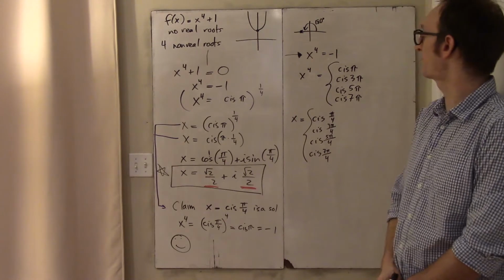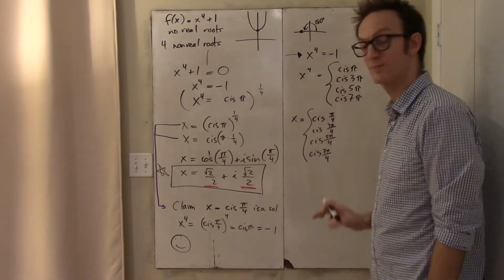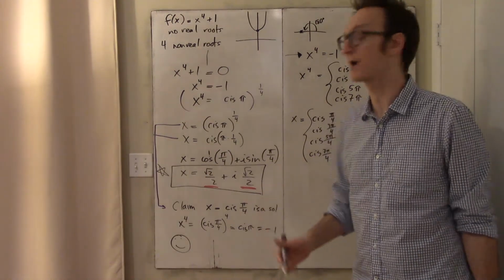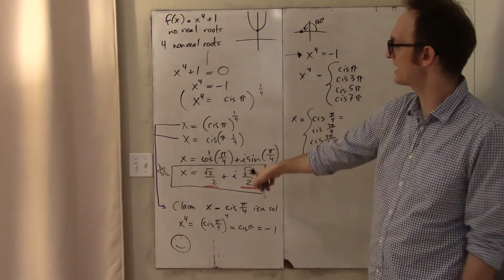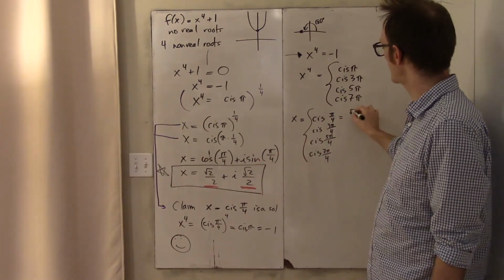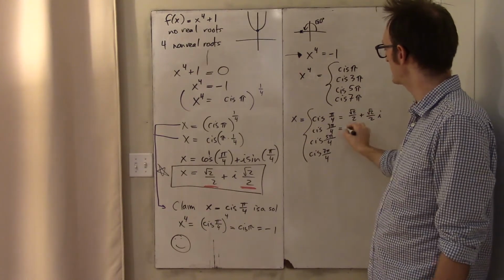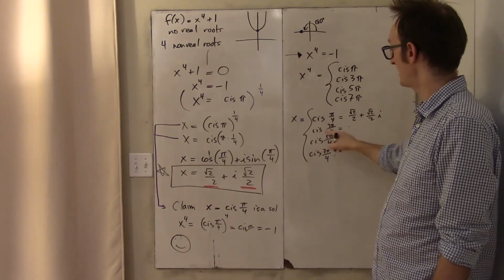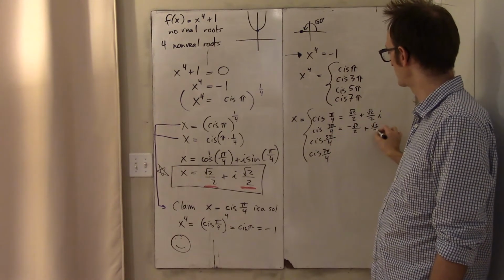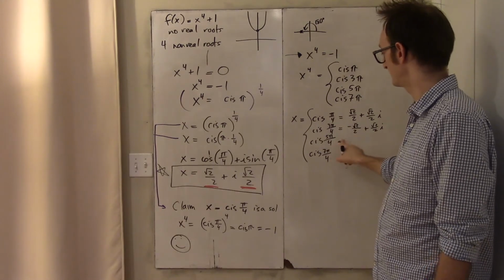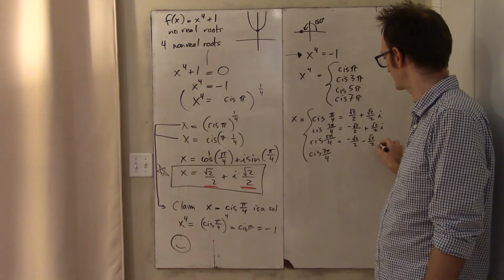And each of these four answers can now be rewritten in a plus bi form, if you so desire, because cis pi over 4 really means cosine pi over 4 plus i sine pi over 4, as we've seen. So this one is root 2 over 2 plus root 2 over 2 i. This one is, well, that's 3 pi over 4, so that's negative root 2 over 2 plus root 2 over 2 i. This one is negative root 2 over 2 minus root 2 over 2 i.